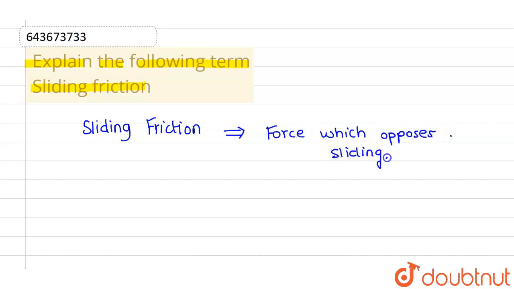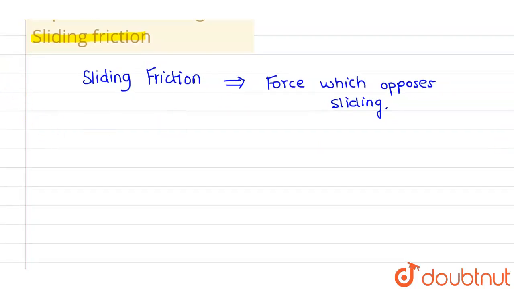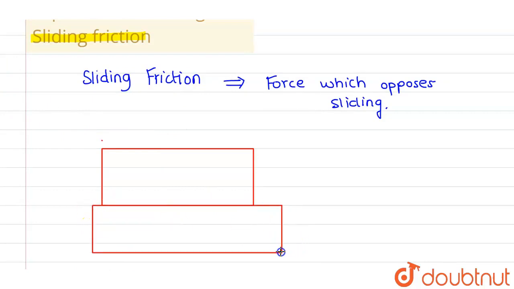So what exactly am I saying? Suppose there are two blocks. Let this be block A, and there is another block B which is under block A. Suppose these two blocks are sliding. This one is going to the right-hand side and this one is going to the left-hand side.